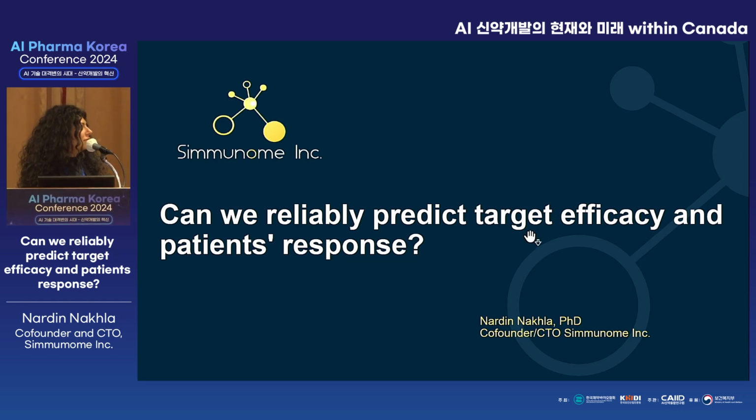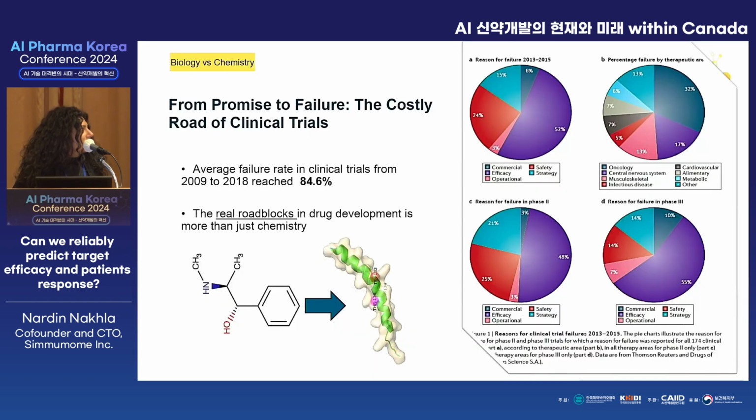Now I'm going to talk to you about one of the most challenging problems in clinical trials, if not the most challenging one, which is drug efficacy. Average failure rates in clinical trials from 2009 to 2018 reached 84.6%, which is the highest failure rate we've reached so far.